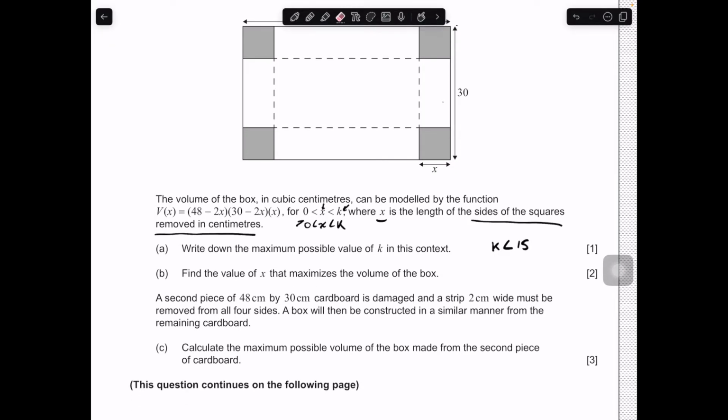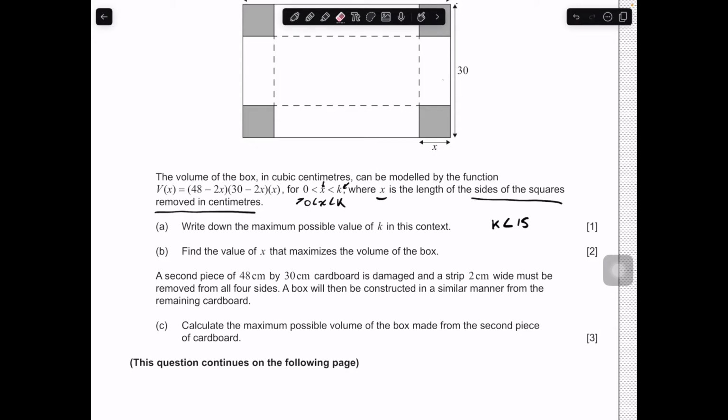Find the value of x that maximizes the volume of the box. All right, 2-mark question. What's going on here? We have this equation right here, and what does it do? It relates volume to the size of the cutouts. We can think of inputs and outputs again, but we're relating these two variables, volume and the size of the cutouts. We change the size of the cutouts and we change the volume.